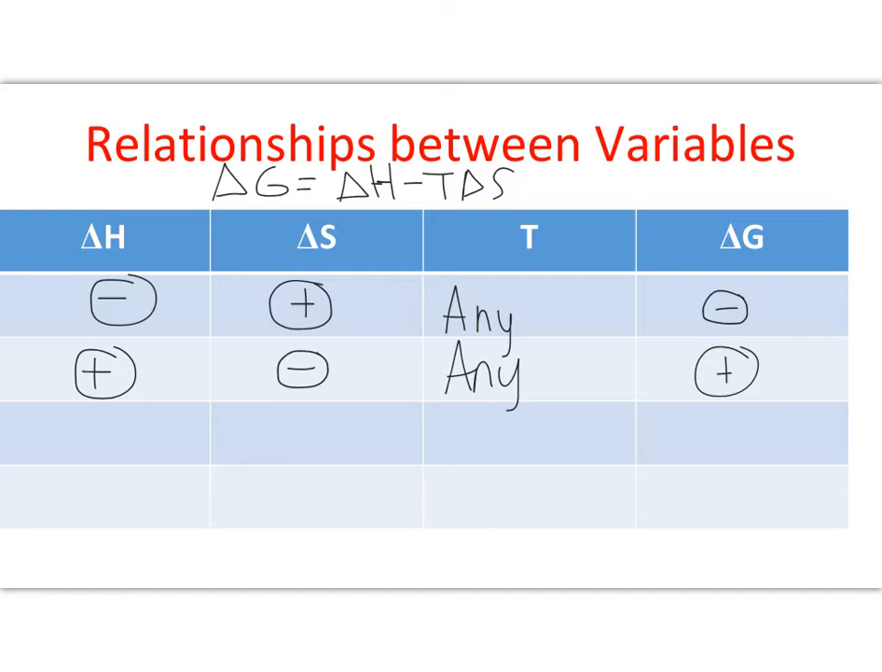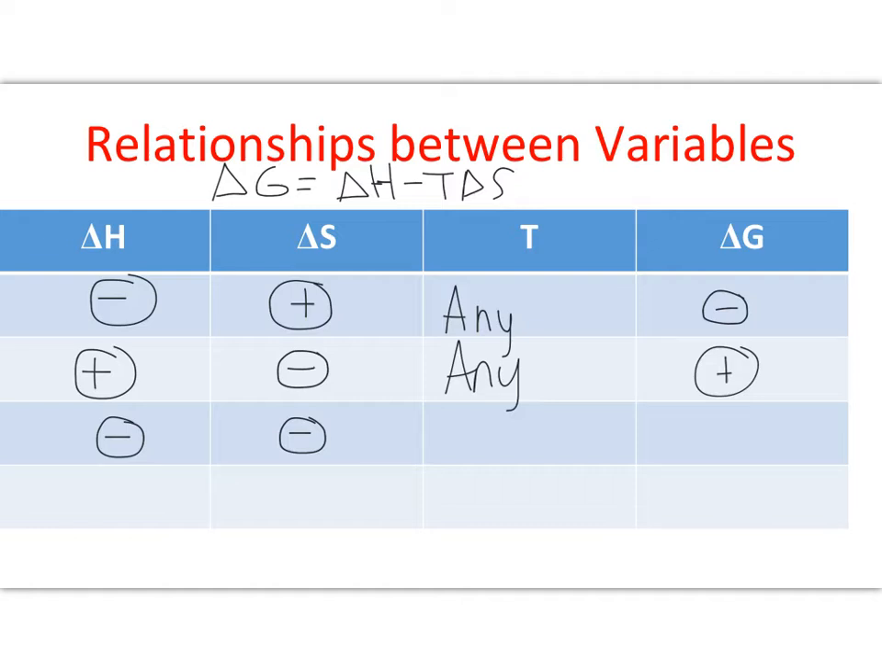There are also two situations, however, where it's not clear what the sign of delta G will be. The first is if we have a negative delta H, so there's an increase in the entropy of the surroundings, it's an exothermic reaction, which tends to lead to spontaneous reactions, but the system has a decrease in entropy. And this is where the sign of delta G depends on the temperature.